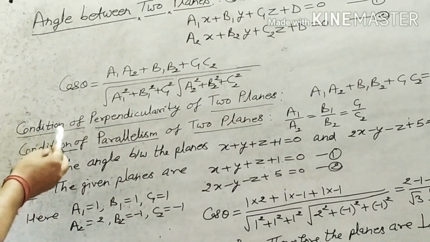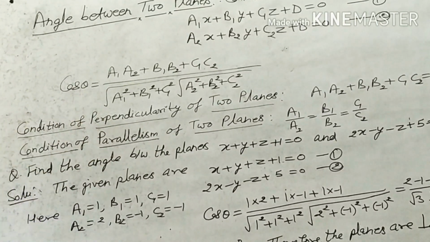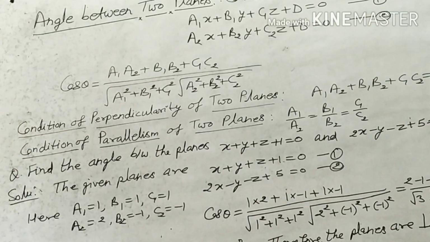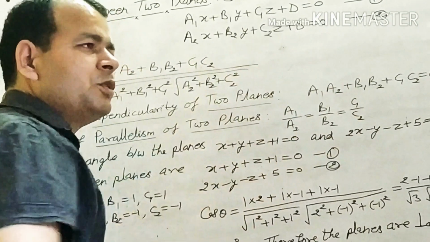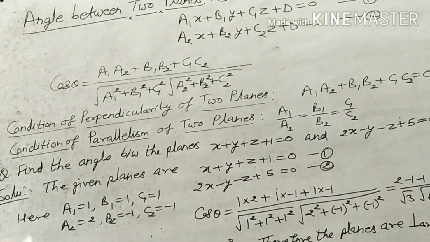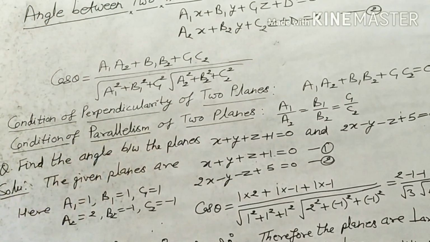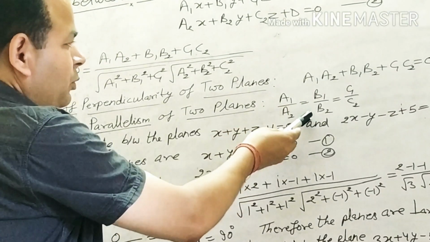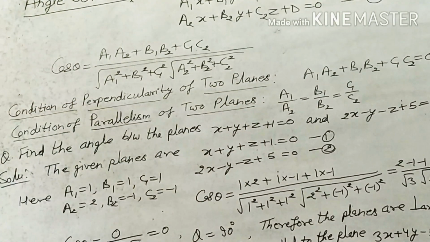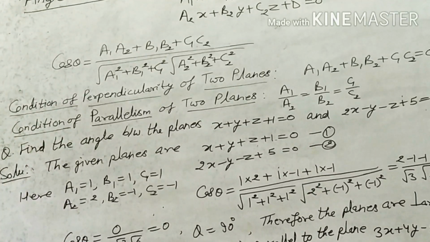Now the condition of perpendicularity of two planes. Two planes will be perpendicular if they satisfy the condition a1 a2 plus b1 b2 plus c1 c2 equal to 0. And the condition of parallelism: two planes are parallel if a1 upon a2 equals b1 upon b2 equals c1 upon c2.